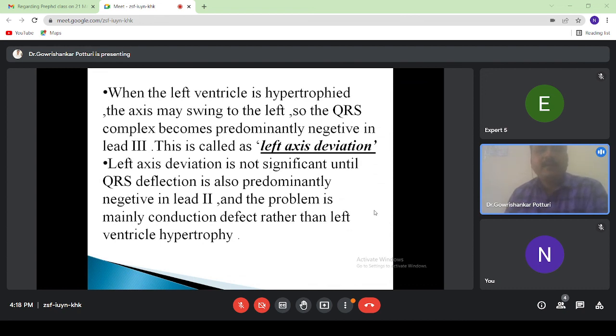When the left ventricle is hypertrophied, the axis may swing to the left, so the QRS complex becomes predominantly negative in lead 2 and lead 3. This is called left axis deviation. Left axis deviation is not significant until the QRS deflection is also predominantly negative in lead 2, and the problem is mainly a conduction defect rather than left ventricular hypertrophy.